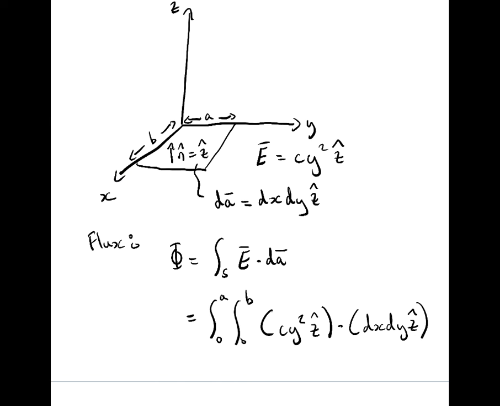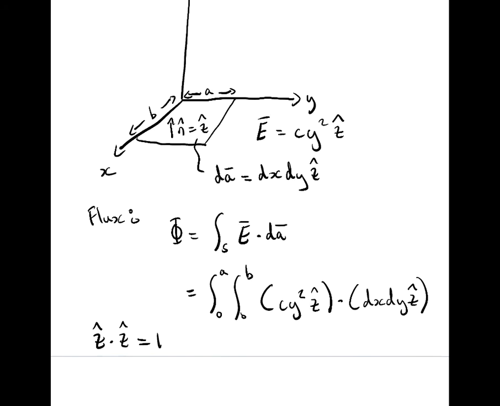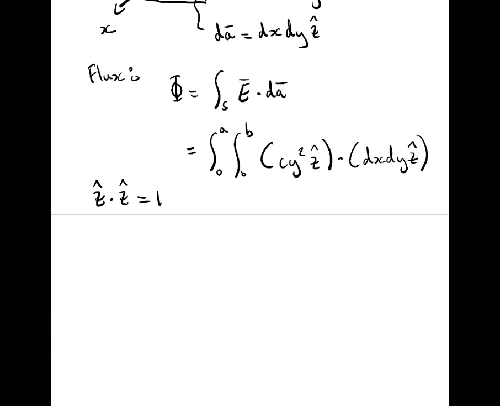So what happens when you have the dot product of z hat dot z hat? Well, z hat dot z hat is equal to 1. If we were to have x hat dot z hat or x hat dot y hat, that would be equal to 0. So now we solve this integral. I'm going to solve it first for x. So we're going to be left with the integral from 0 to a of b c y squared dy.